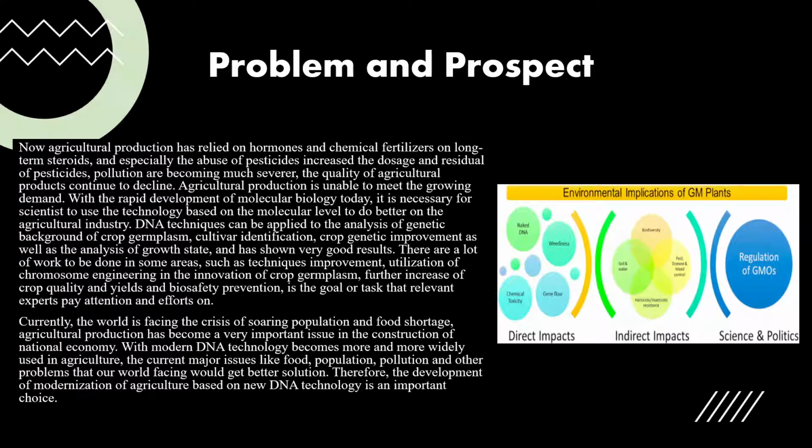With the rapid development of molecular biology today, it is necessary for scientists to use technology based on the molecular level to do better in the agricultural industry. DNA techniques can be applied to the analysis of genetic background of crop, germplasm, cultivar identification, crop genetic improvement as well as the analysis of growth state, and have shown very good results. There is a lot of work to be done in some areas such as techniques improvement, and utilization of chromosome engineering in the innovation of crop germplasm.